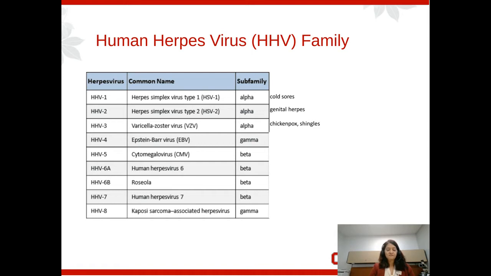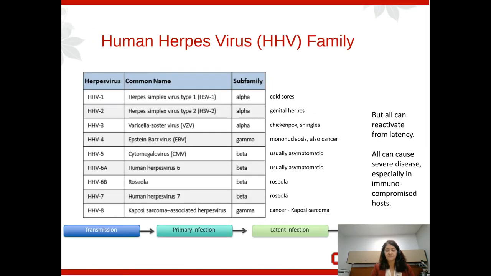Now, in terms of symptoms and disease conditions, they are very varied. Shown here is herpes HHV 1 and 2, which is herpes simplex virus 1 and 2, and VZV. You can see we get cold sores, genital herpes, chickenpox, shingles. And then if you just go down the list of these viruses, you can start to see there are several other manifestations with the remaining human herpes viruses.